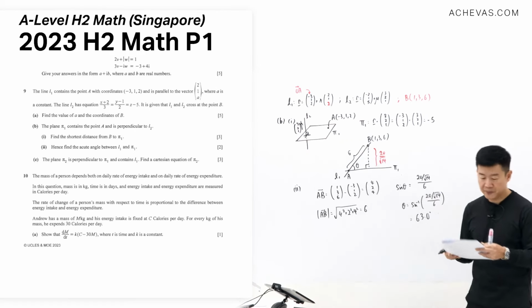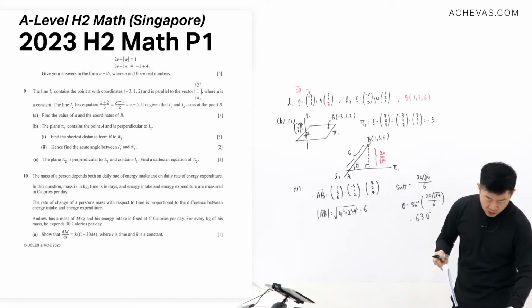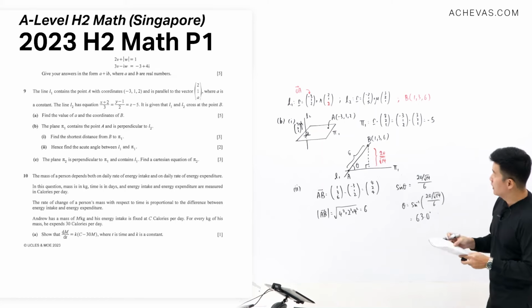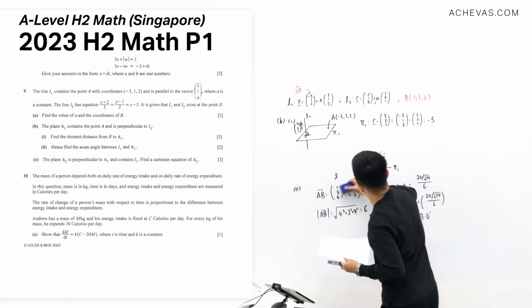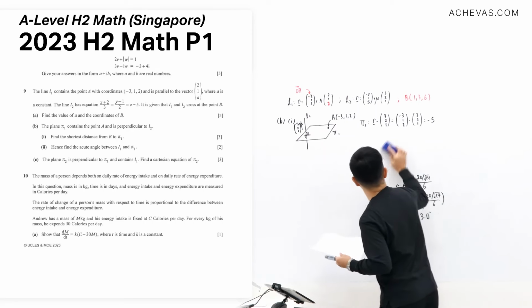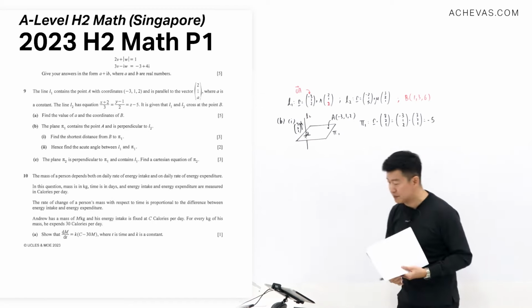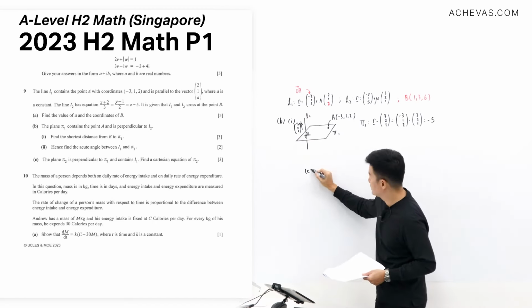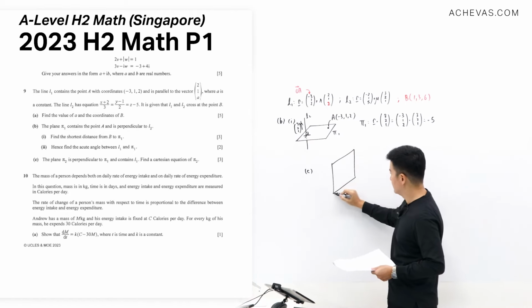For the last part, we are going to be looking at the plane pi 2. Let me erase this first. According to the question, this plane pi 2 is perpendicular to pi 1. Let me just do a quick sketch for this part C. So it's maybe something like this.